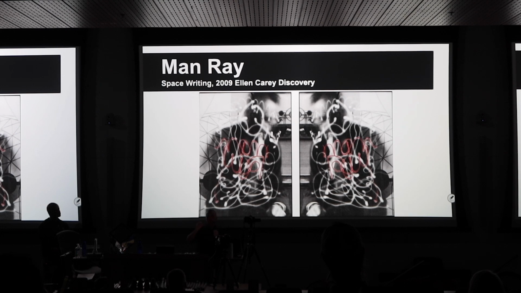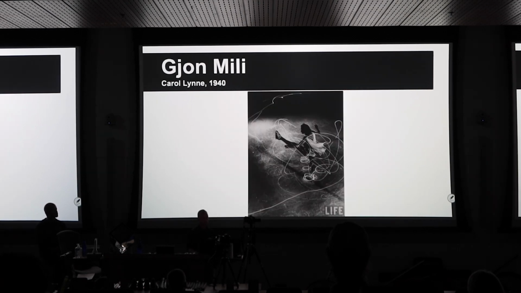One of the things with light writing, as you'll see in the demonstration, is you actually have to write backwards. If you want to keep the image straight out of the camera, you'll write backwards, but Man Ray was not. He was writing as you would normally write. So you have to flip the image to see his signature.